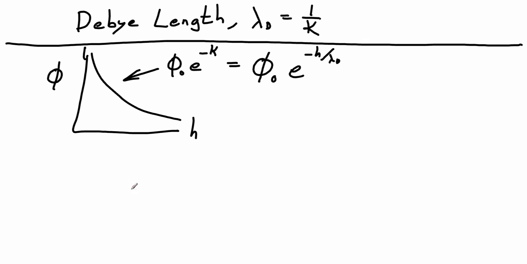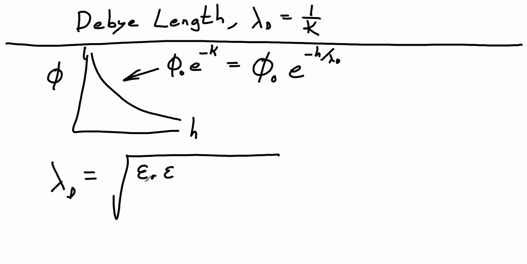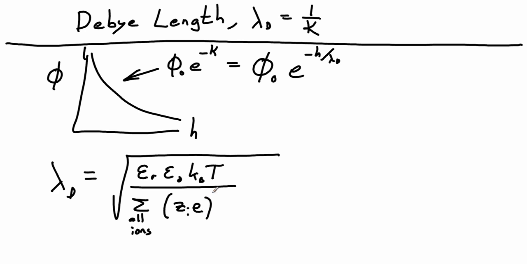Okay, so what are Debye lengths? What's a typical Debye length? Well, going back to our definition of kappa, we can see that lambda is just the inverse of kappa. So it's just a collection of constants: the dielectric constant of our solvent, the vacuum permittivity, kT, all over a sum, where we sum over all ions. And we have the charge on each ion, whether it's plus 1, plus 2, minus 3, etc., times the charge on an electron, and that's squared, times the concentration of each ion in the bulk. And this is number concentration, so number of ions per cubic meter.